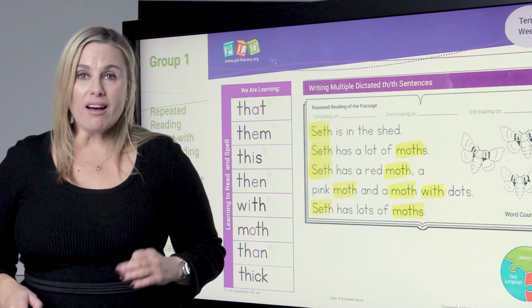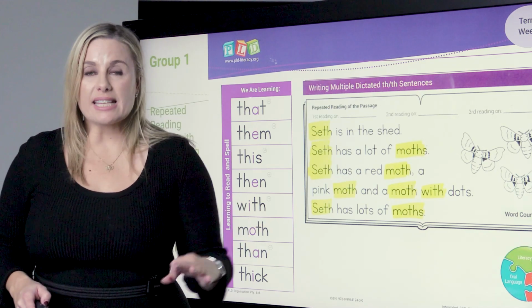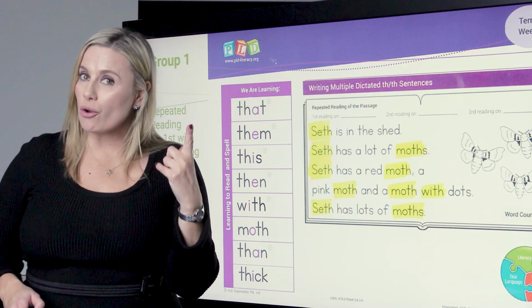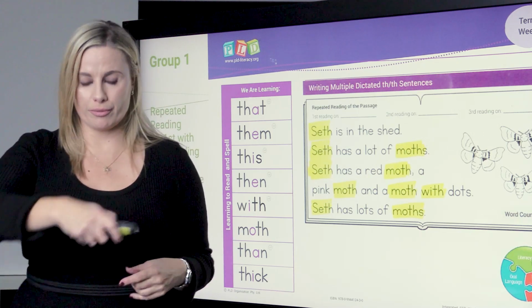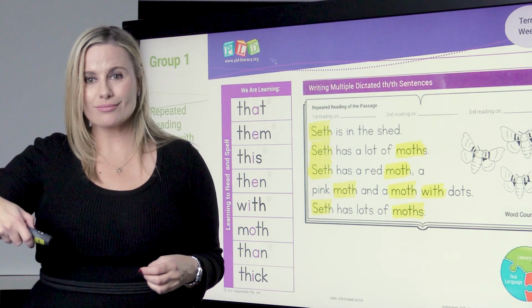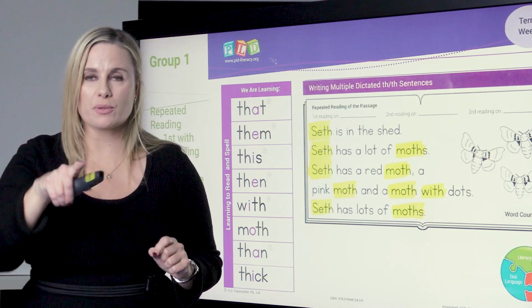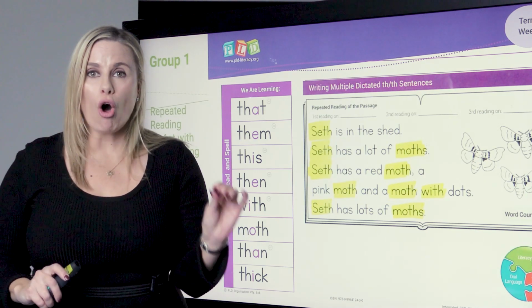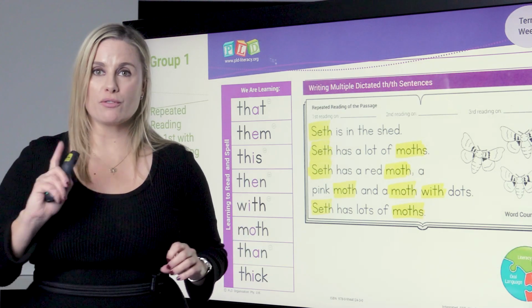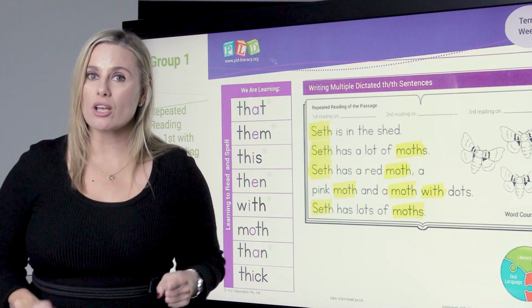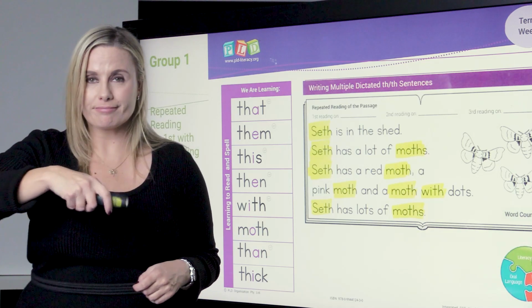Seth has a. What are you going to write? Seth has a. Go. Lot of moths. Full stop. What are you going to write? Lot of moths. Full stop. Go.